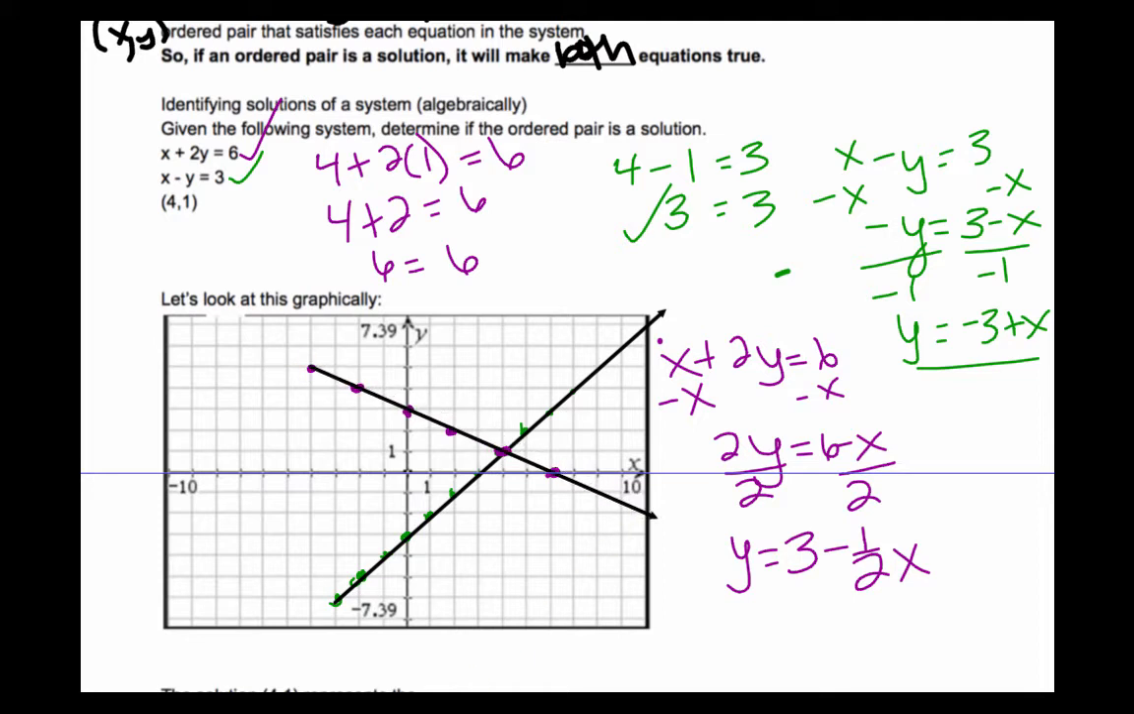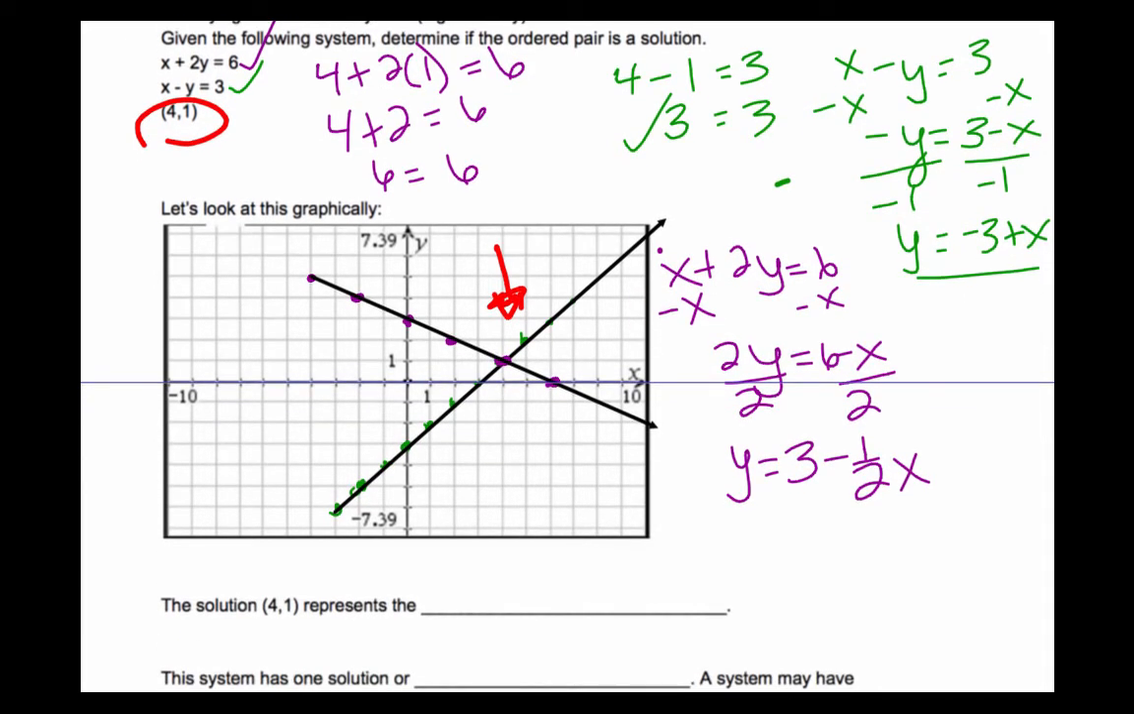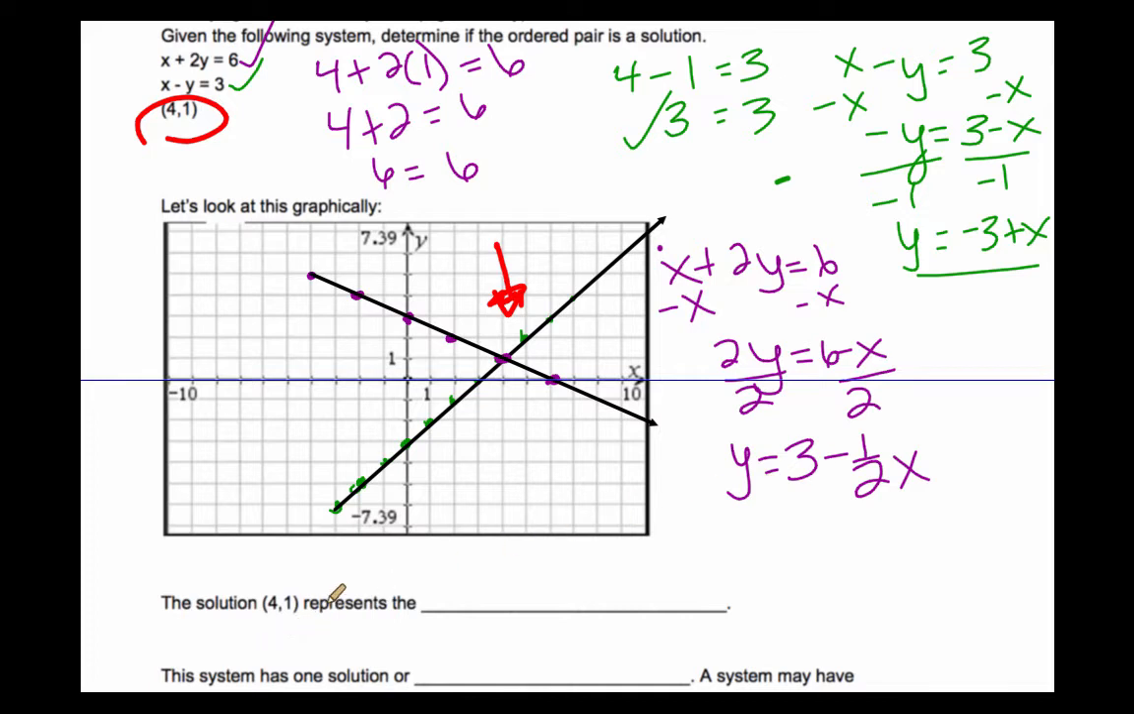So look what happens with these two linear equations. What do we see? We see that they have an intersection right here. Where is the intersection? Well, what do you know? It's at 4, 1. Why? Because that is the solution. So this system of linear equations has one solution. This is the only place where these two equations have the same ordered pair. So the solution represents the point of intersection.